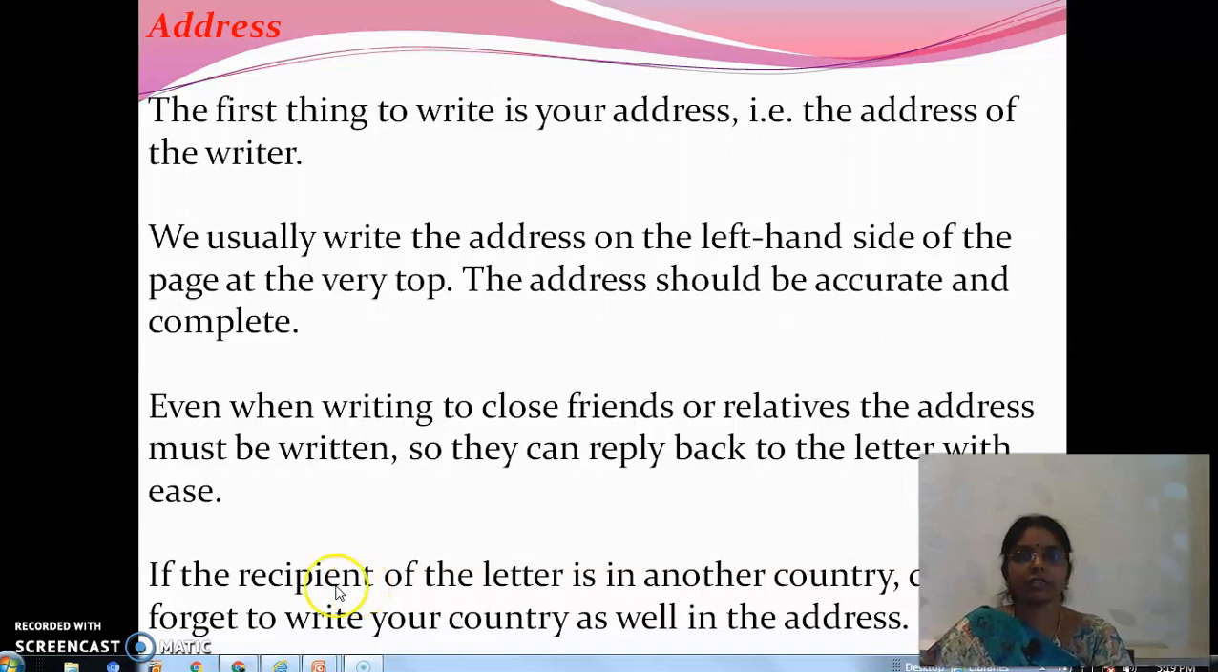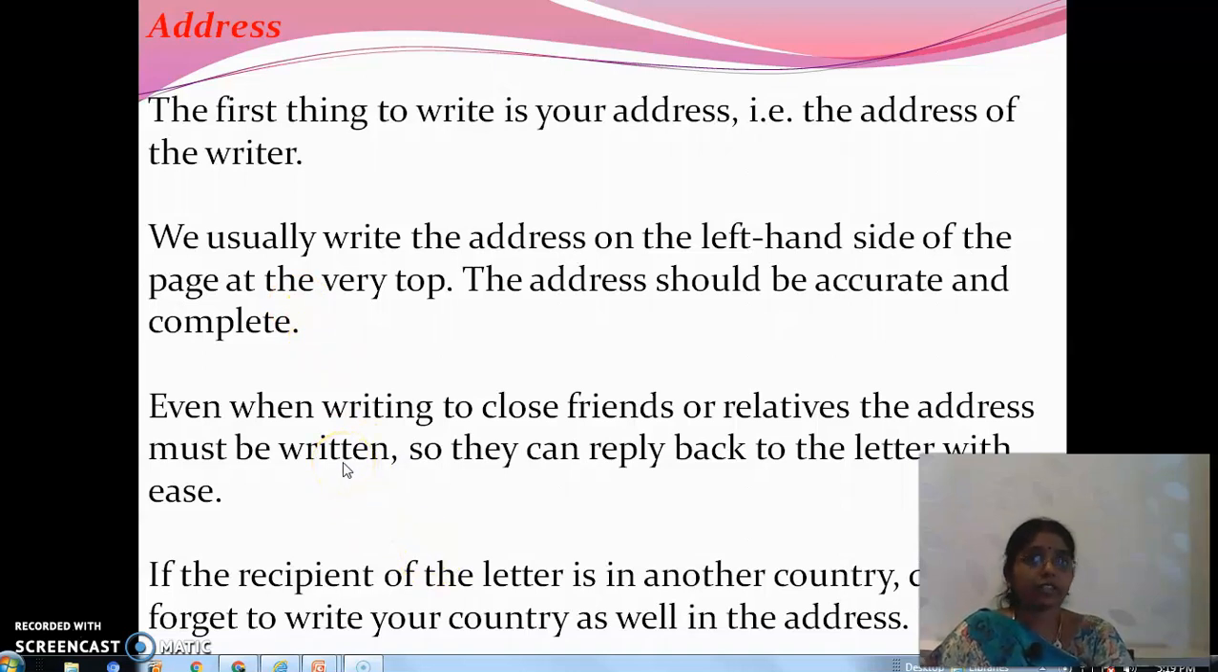Welcome back, dear children. As we saw in the last session, address. The first thing to write is the address of the writer. That is, if you are writing a letter to your friend, then you are the writer, right? We usually write the address on the left hand side of the page at the very top. The address should be accurate and complete. This is what we discussed last time.